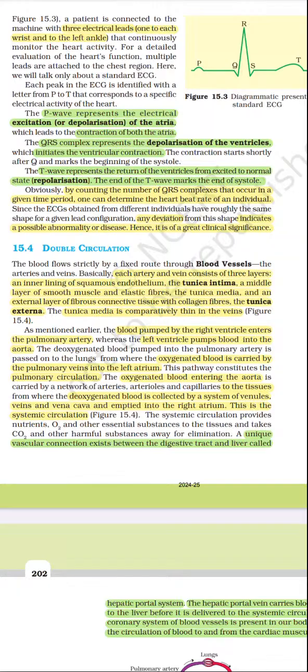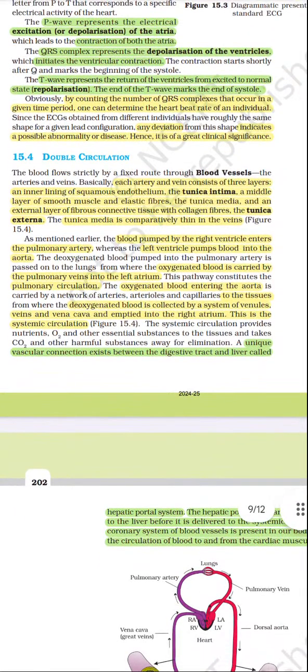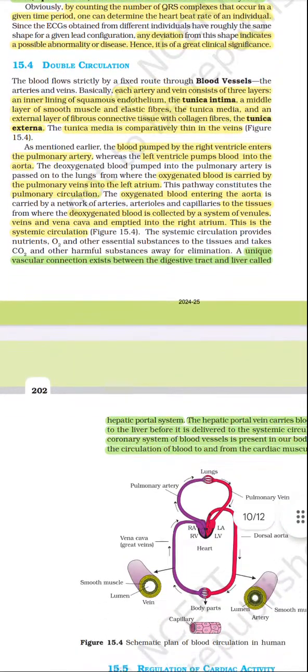By counting the number of QRS complexes that occur in a given time period, one can determine the heartbeat rate of an individual. Deviations indicate a possible abnormality or disease, hence it is of great clinical significance.